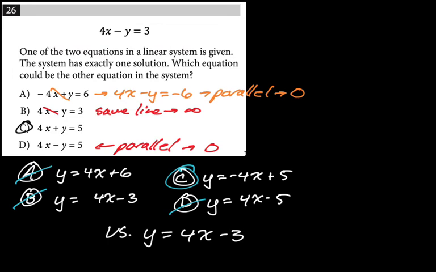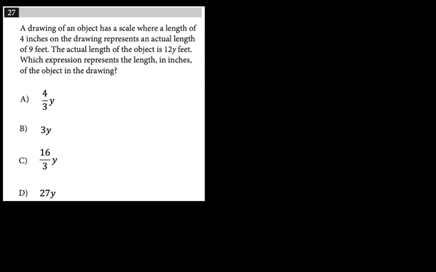All right, let's take a look at the next one. A drawing of an object has a scale where a length of 4 inches on the drawing represents an actual length of 9 feet. So we got 4 inches to 9 feet. I should probably just set up a thing there, right? So 4 inches divided by 9 feet is kind of like our conversion factor. And then the actual length of the object is 12y feet. So now you want to really be careful. 12y is in feet, so that goes where 9 is, so it's going to be in the denominator. And then the question is, what's the actual length in inches, right? So that's going to go in the numerator.